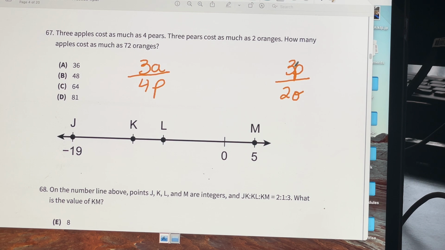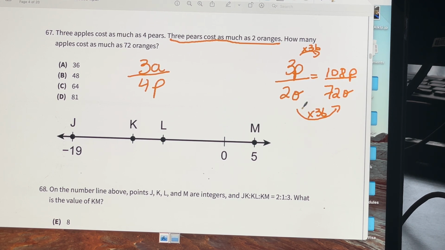So what I'm going to do is use the second ratio, this part right here. It says 3 pears is the same as 2 oranges. What happens when it's 72 oranges? How many pears would I need? Well, you could put x over here and cross multiply. That's fine. Because the numbers are nice, 2 to 72 is times 36. So over here, it's times 36, which gives us 108. So I need 108 pears for every 72 oranges.